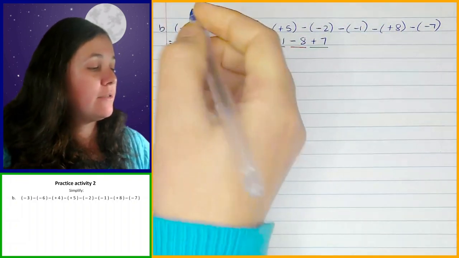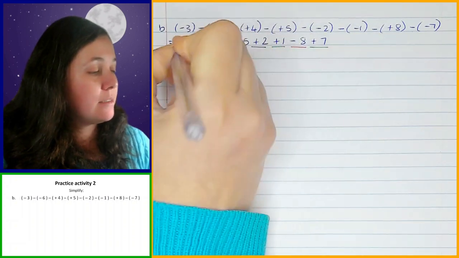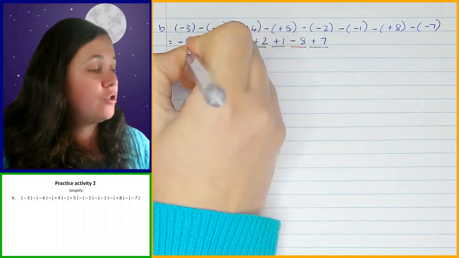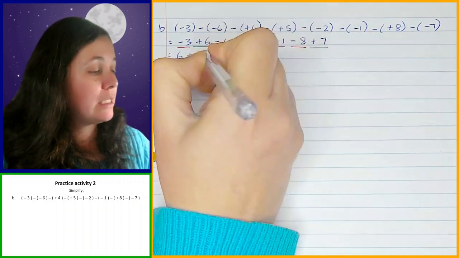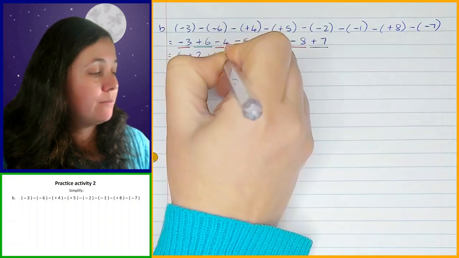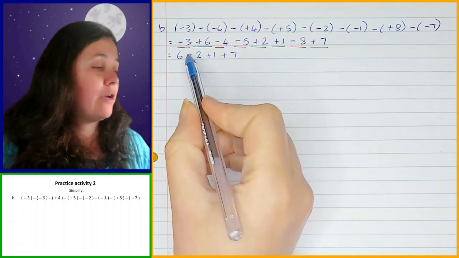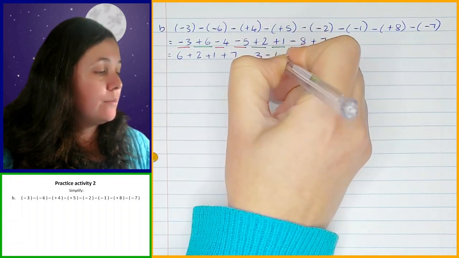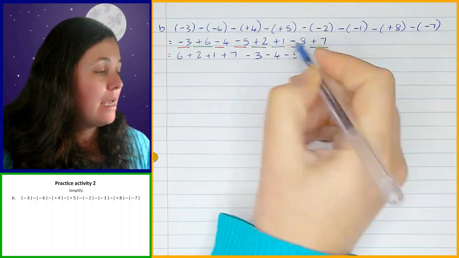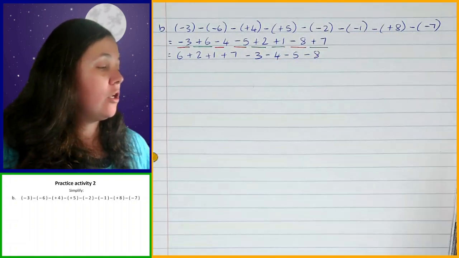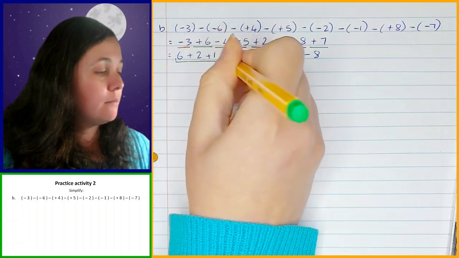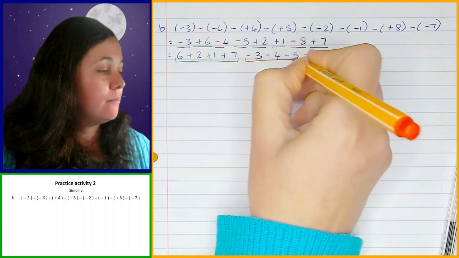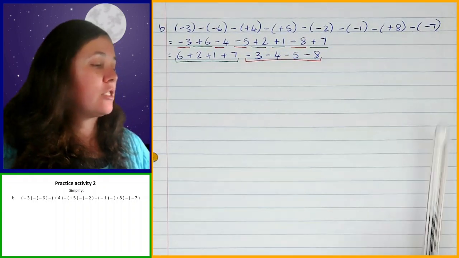Okay, so all of my positives I have got over here, positive 6. So that's just 6. Because I'm writing it first, I don't have to write the plus. Then I've got positive 2, so it's plus 2, then plus 1, and then plus 7. And then all of my negatives, so I've got minus 3, and then minus 4, minus 5, and finally minus 8. So now I can go and simplify all of my positives and all of my negatives, like that.